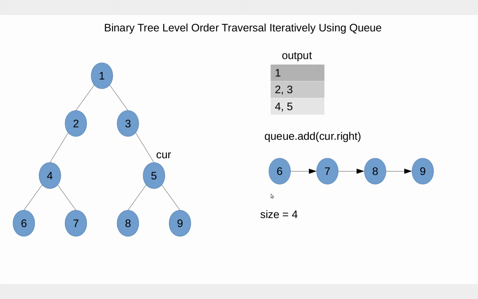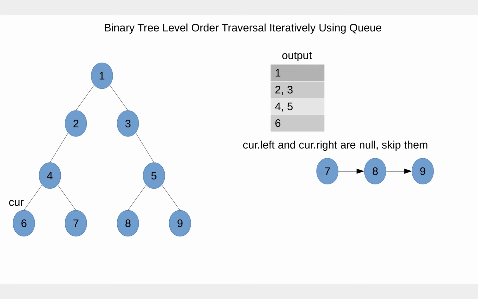Again, current is assigned the reference to the node at the front of the queue. So current will be equal to queue.remove. We'll process this node 6. We are in a new level, so we are adding it to a new list. 6 doesn't have a left child or a right child, so we can skip it and we can remove the next node from the queue. So current is assigned the reference to 7.